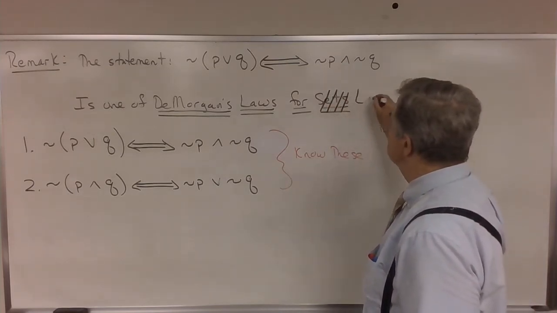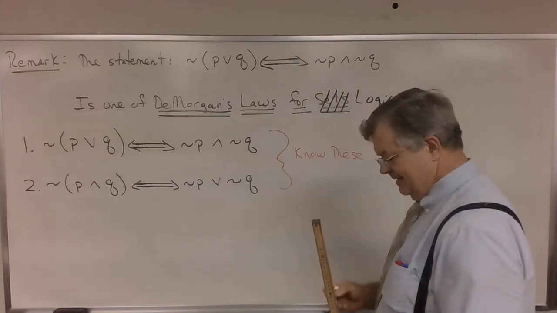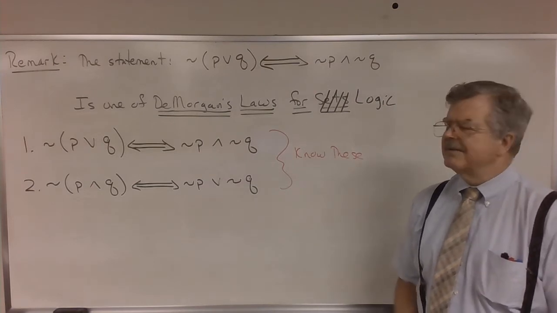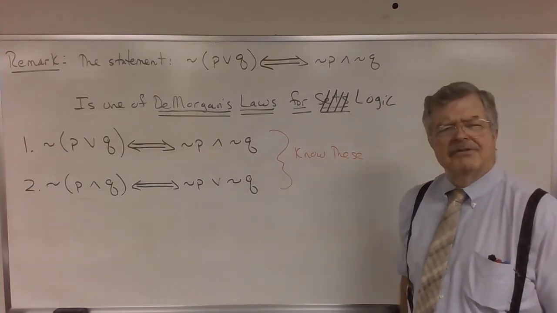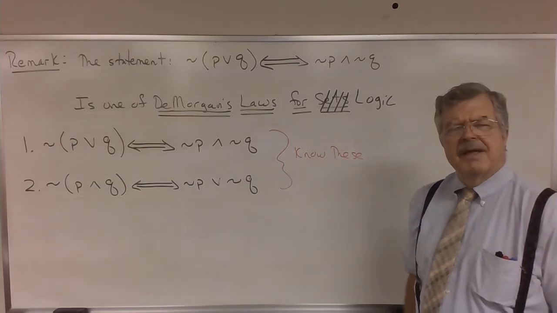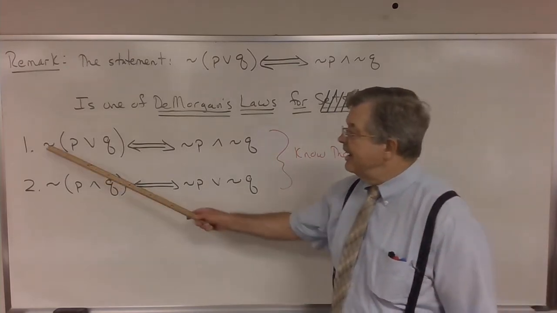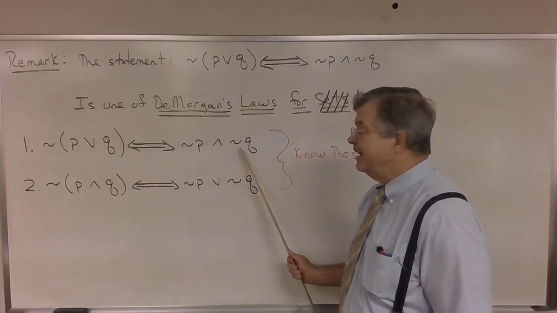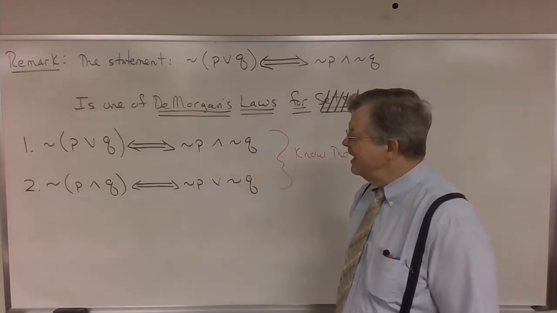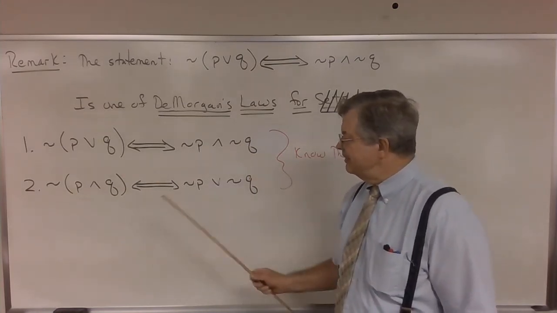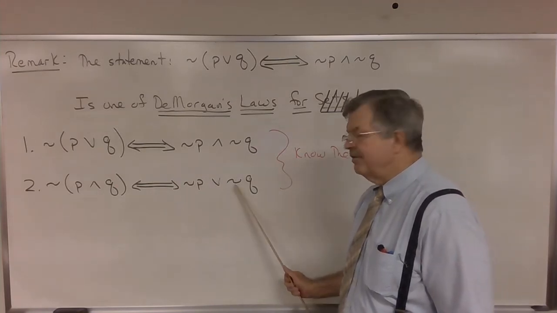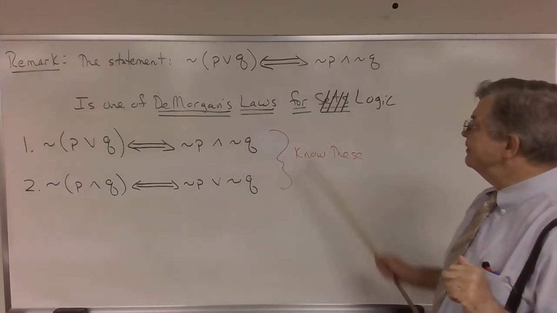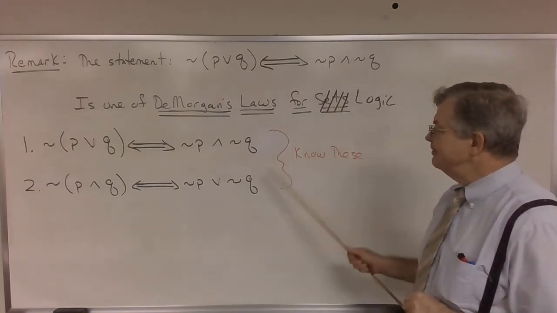DeMorgan's laws for logic. I wonder why I was thinking of DeMorgan's laws for sets. What do you think? We did learn DeMorgan's laws for sets, didn't we? And we learned that the complement of a union was the intersection of the complements. Wow, how about that? And the complement of an intersection was the union of the complements. There's a very close correlation between DeMorgan's laws for sets and DeMorgan's laws for logic.